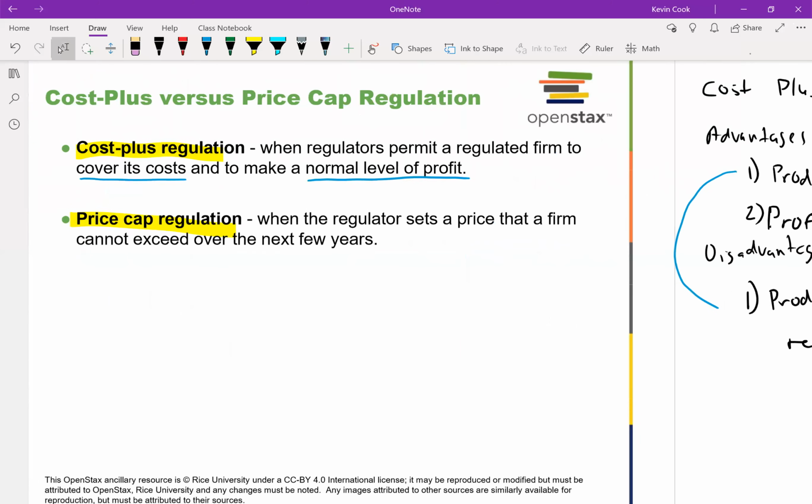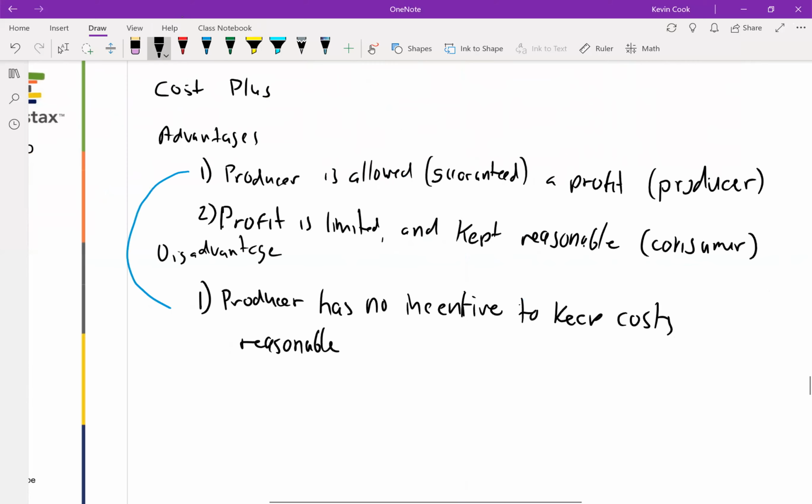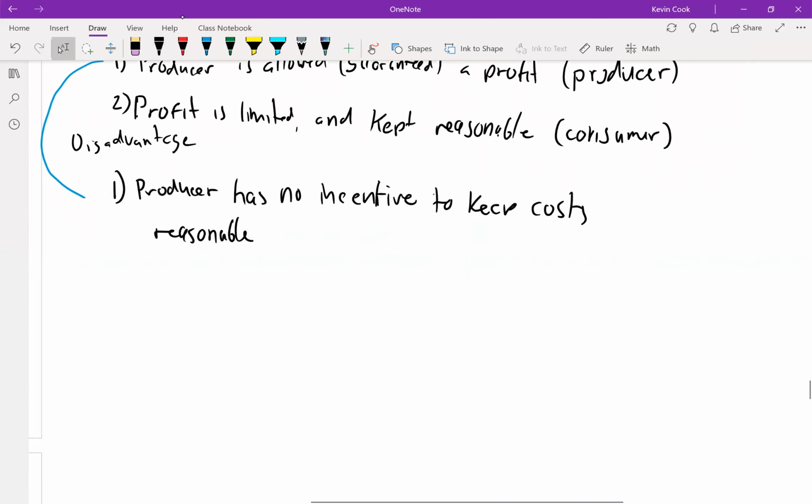The second type we have is called price cap regulation. What this does is we set a maximum price that a firm cannot exceed for some period of time. So if we look at price cap, we'll again look at advantages and disadvantages.